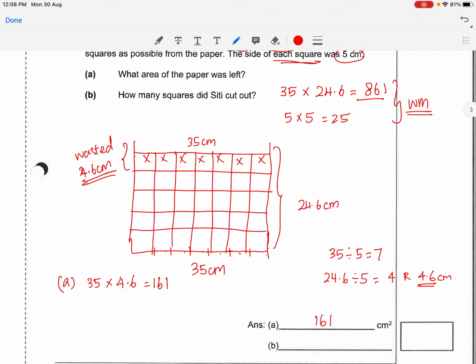How many squares did Siti cut? So there is 1, 2, 3, 4, 5, 6, 7. 7 times 4. So for part B is 7 times 4 equals to 28. So part B, the answer is 28.